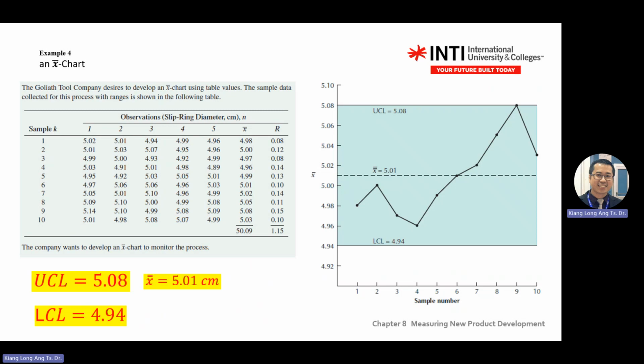As you can see here, is the data in control? Yes, in general it's in control, but the data is moving towards where? Upper limit. So is the collected 10-sample data in control?